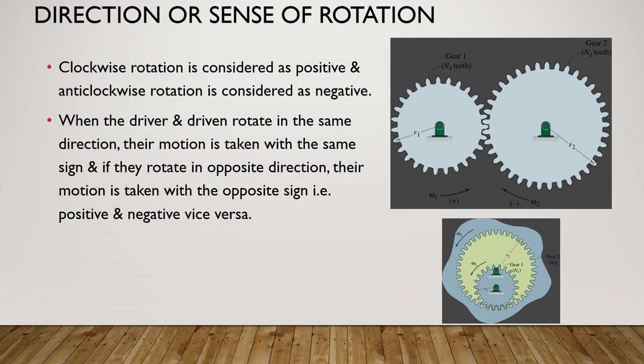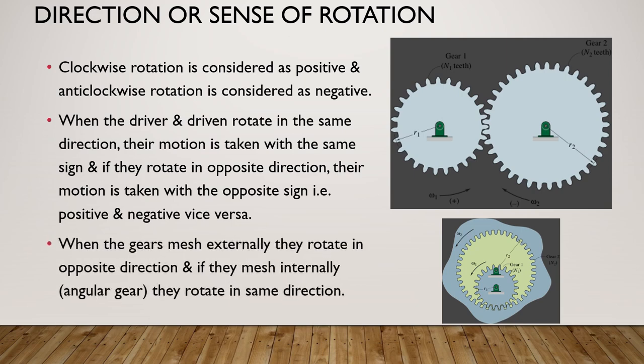When it is an internal gear, you can see in this diagram, the second one, that internal meshing takes place. When there is internal meshing, usually the gears will rotate in the same direction. So in this case, we can write the value with a positive sign, and if it is external meshing, usually it will be denoted with the negative sign. So this is the sense of rotation.